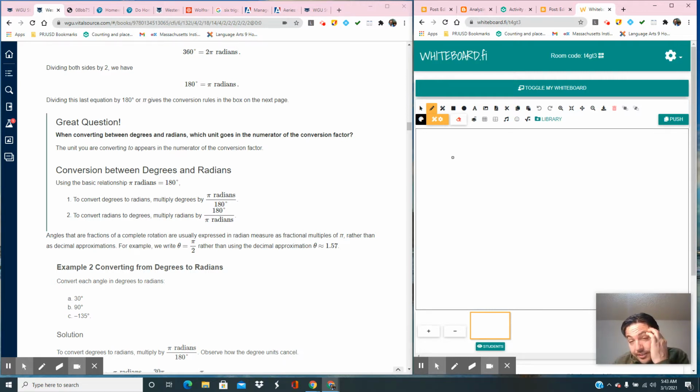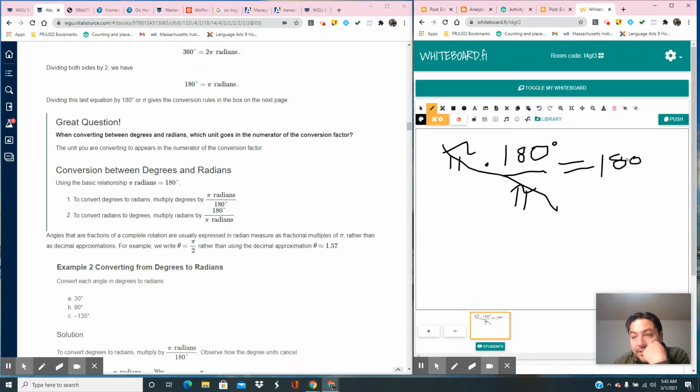So if I have pi and I want to convert it to degrees, I simply have to multiply it by 180 over pi. These cross out, and we get 180, or vice versa. Yes, that is how it works. Okay, good.